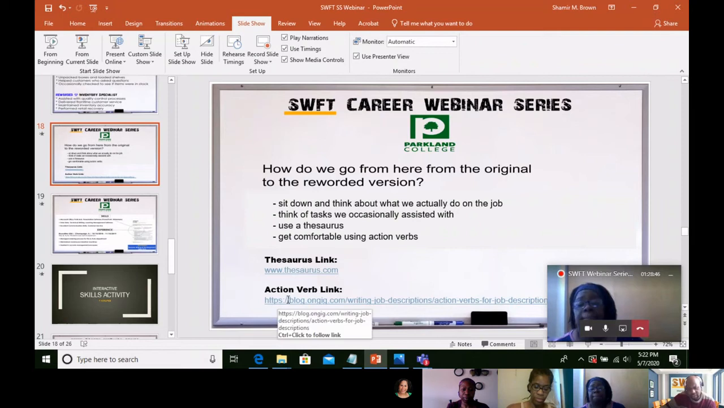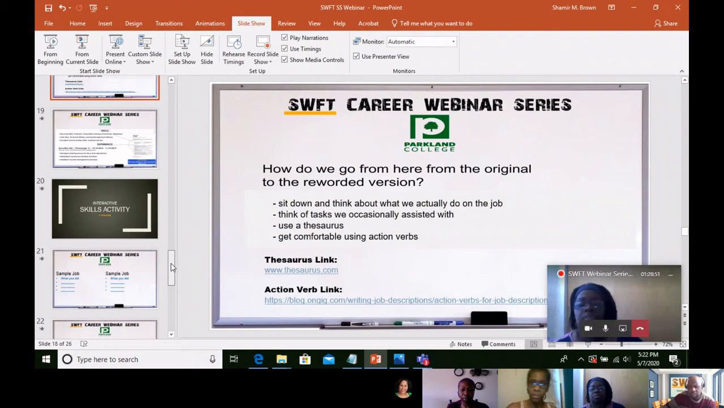In addition to that, there is another resource that I will put up on the screen when you all engage in an activity here in just a moment, that shows action verbs. And action verbs are just ways of describing what you did, like assisted, managed, calculated. They're how we begin our statement in terms of listing something that we've done on a specific job.